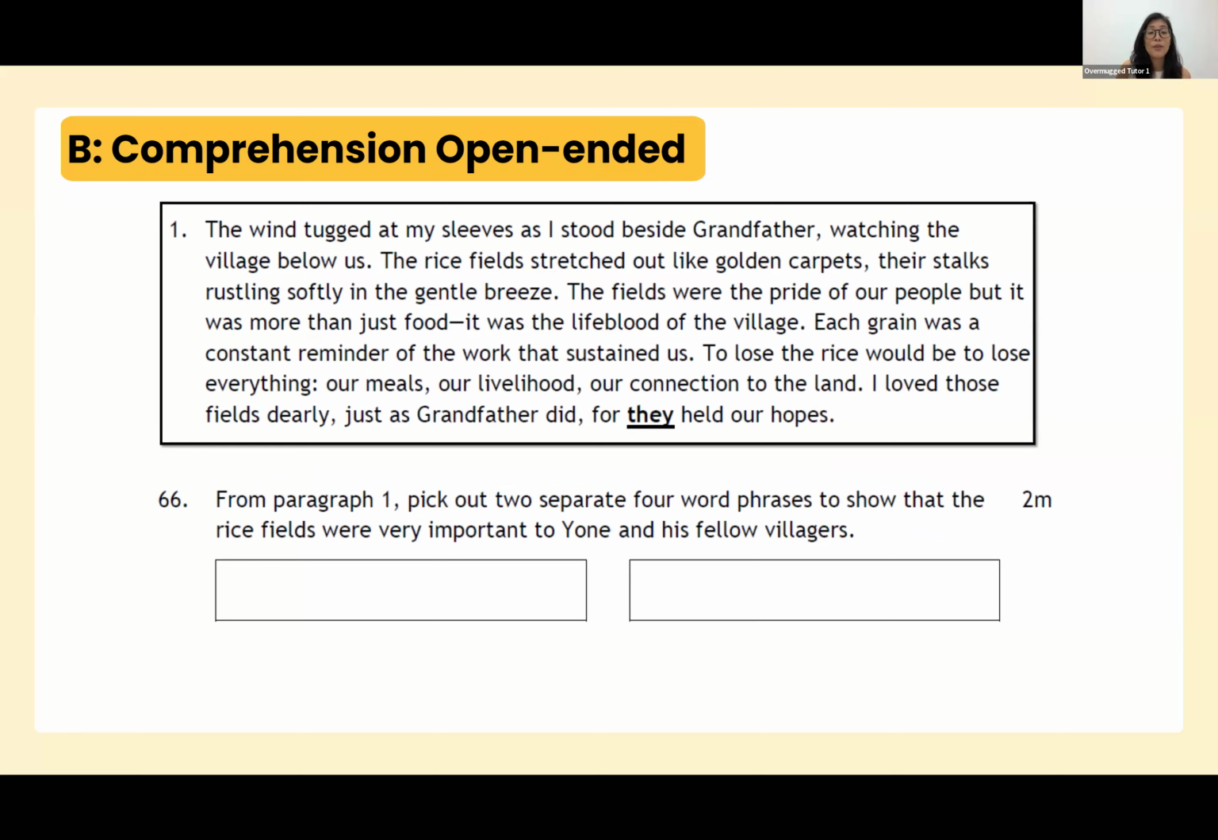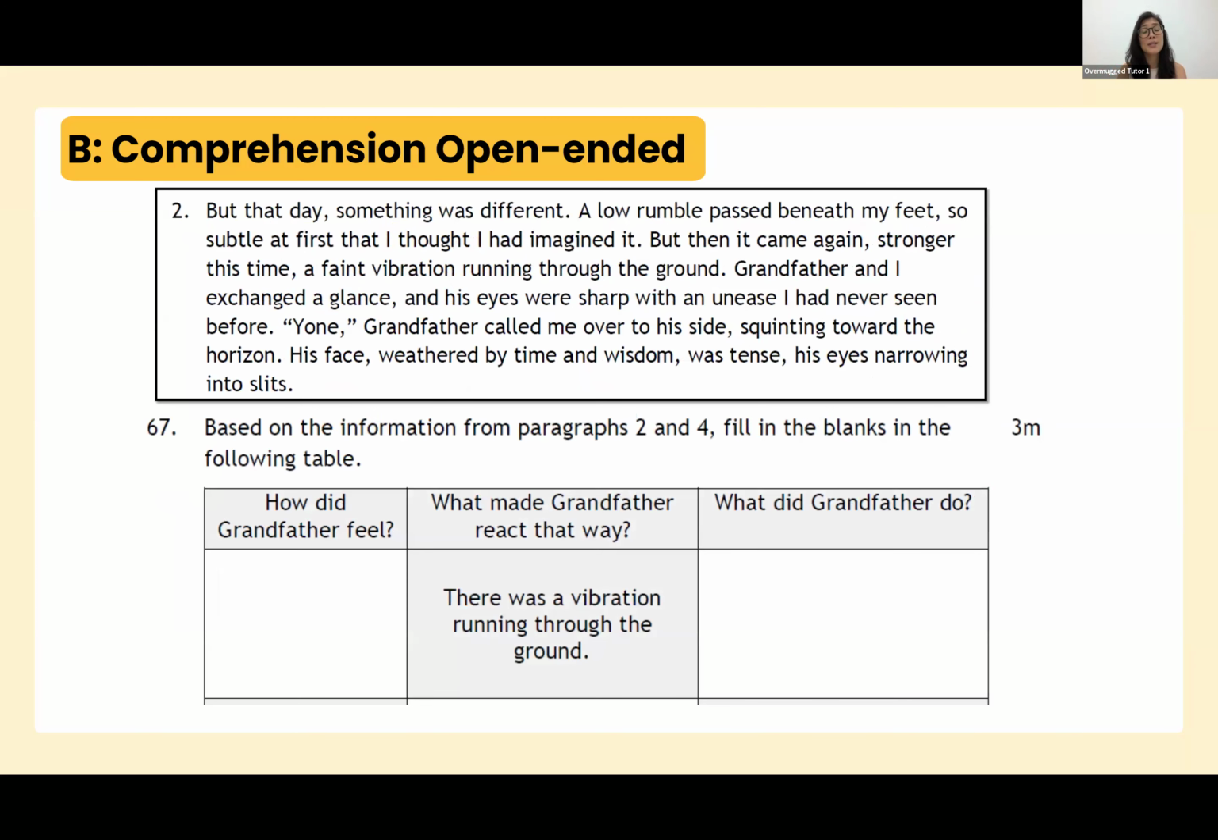Question 66. From paragraph 1, pick out 2 separate phrases. So it means I need 2 separate phrases to tell me that the rice fields were very important to Yone and his fellow villagers. The phrases are pride of our people, as well as lifeblood of the village. These are the two language questions for comprehension. Let's move on. Question 67.